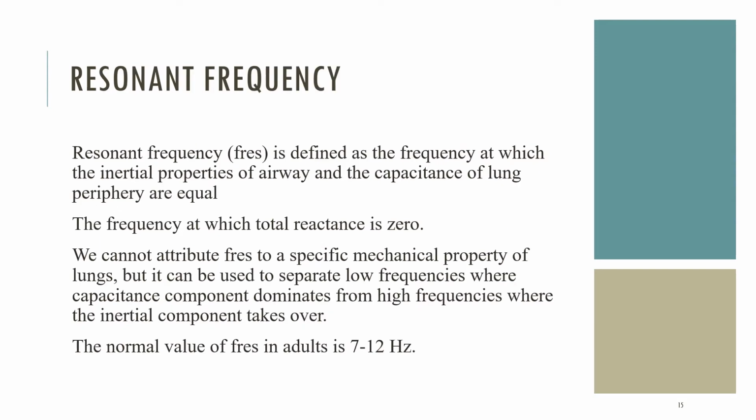Resonant frequency is described as the frequency in which the inertial properties of the airway and the capacitance of the lung are equal. A normal value for resonant frequency is 7 to 12 hertz. This means that when the inertial properties of the airway, where the airway doesn't change in size, and the compliance of the lung doesn't change, it's all equal. And typically this is done at the range of anywhere from 7 to 12 hertz.